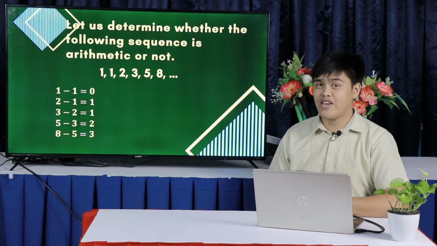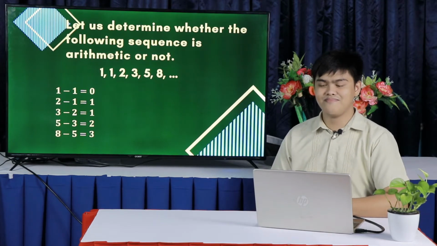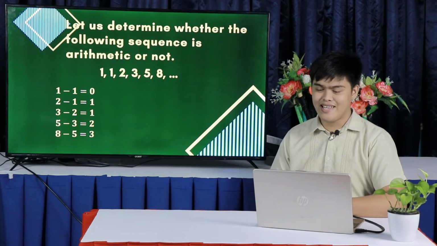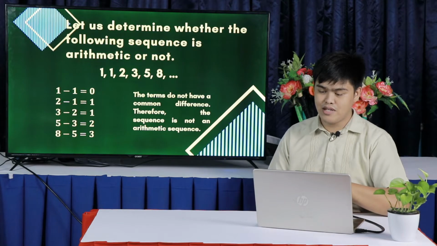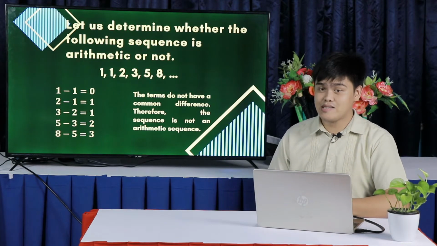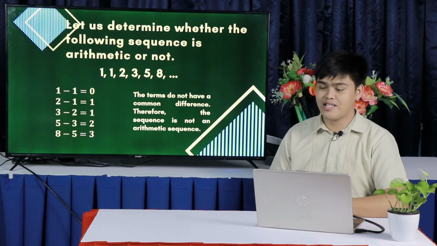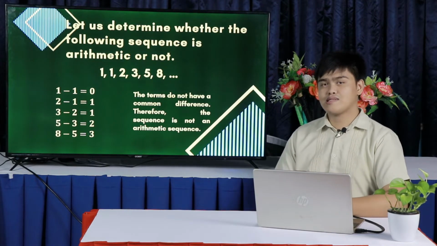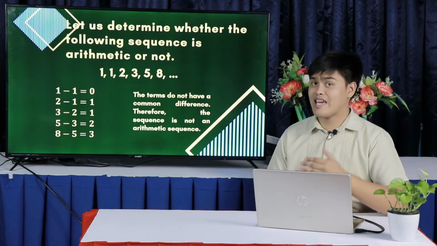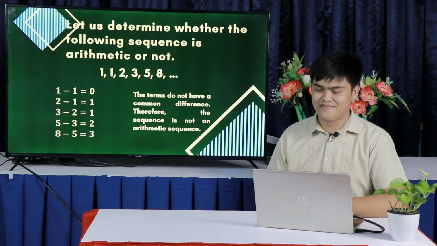Do the terms have a common difference between them? That is correct. They have no common difference. The differences between the terms are different. Therefore, the given sequence is not an arithmetic sequence. Now, if the given sequence is not arithmetic, then can you tell what it is?